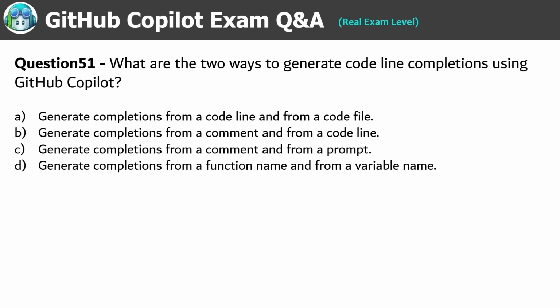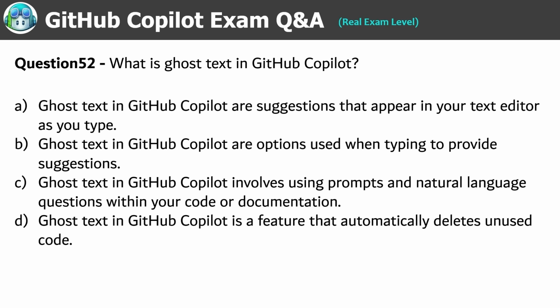Question 51: what are the two ways to generate code line completion using GitHub Copilot? And the answer is B. Generate completions from a comment and from a code line. Based on your comment, it will take that as a context and generate the code line completions. And also from a code line, based on the code you have written, it will generate completions.